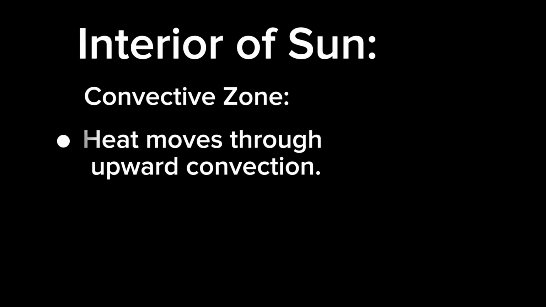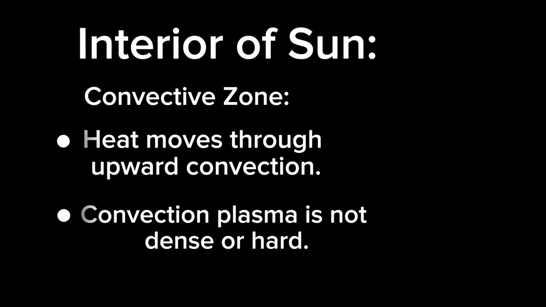While the third part of the solar interior is named the convective or convection zone. It is named after the dominant mode of energy flow in this layer. Heat moves through upward convection, and the plasma is not dense or hot enough to transfer the heat energy of the interior outward through radiation.